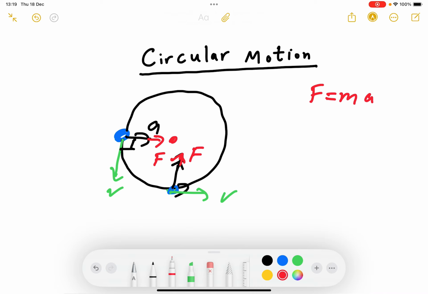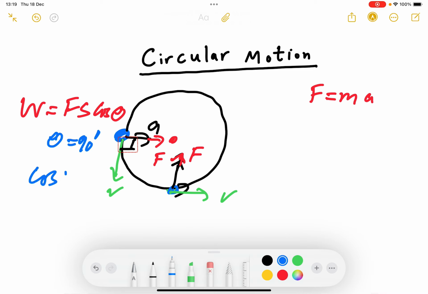We can see also the acceleration is perpendicular to the direction of travel, and we know that work is Fs cos theta. So we can either say it never moves in the direction of the force, but because theta is 90 and cos 90 is 0, that force never does any work.